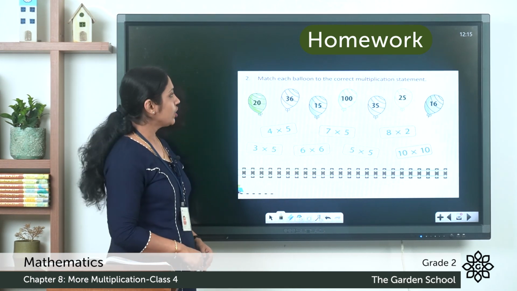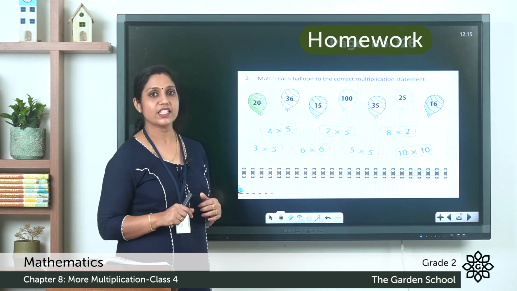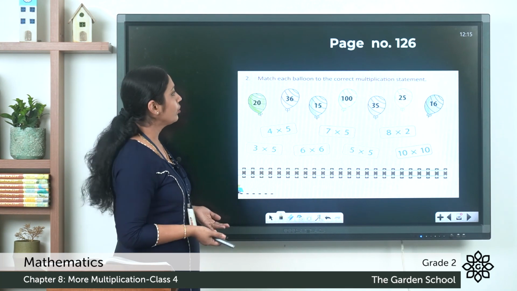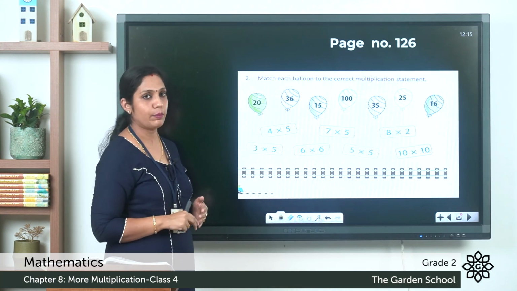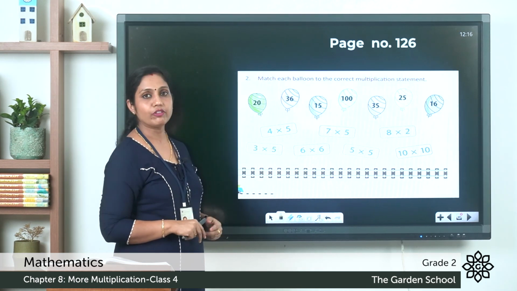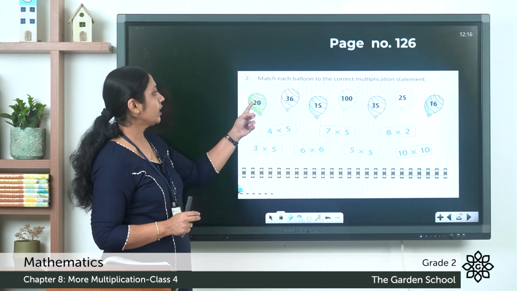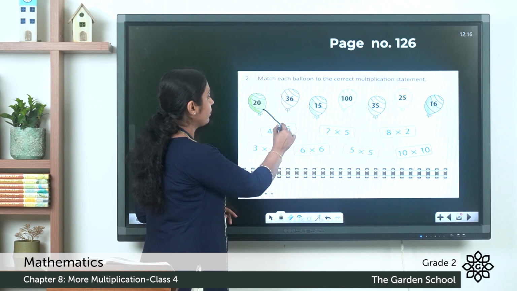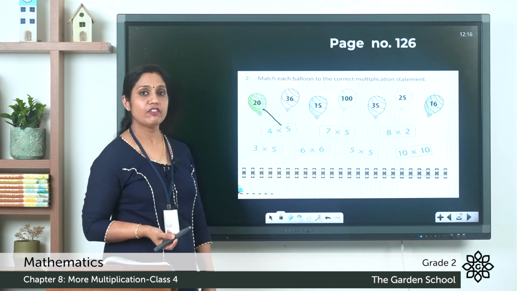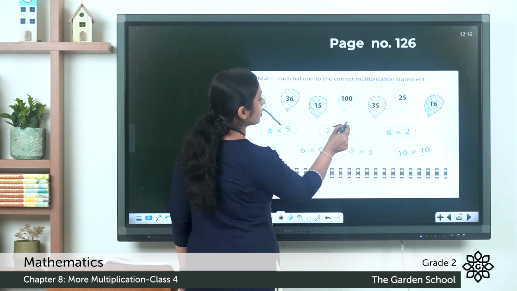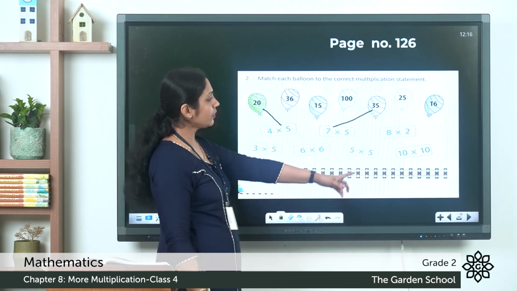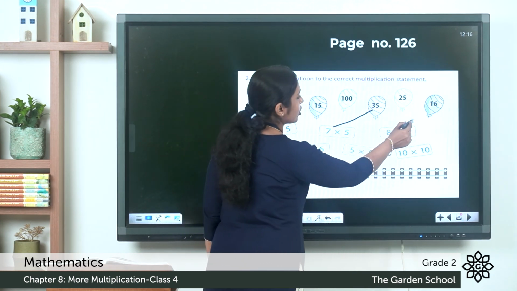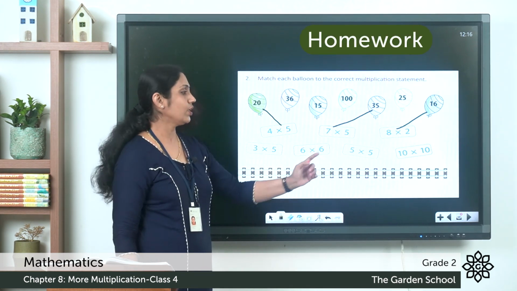Next, match each balloon to the correct multiplication statement. So here you can see some balloons have been given, numbers have given there. We have to match the multiplication statement to the numbers. Let's look at the first one, 4 into 5. 4 5s are 20. So look at the balloon which has the number 20. So here you can find the number 20. So you can match. The next is 7 into 5. 7 5s are 35. So you can match 7 into 5 to 35. Next you have 8 into 2. 8 2s are 16. So match to 16. Likewise, you can complete the other exercise also.